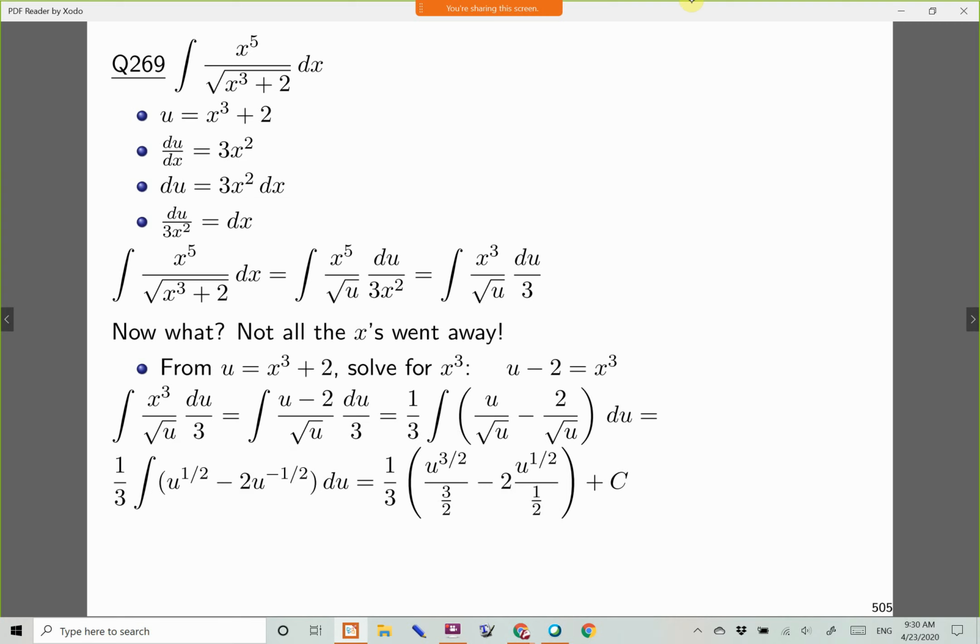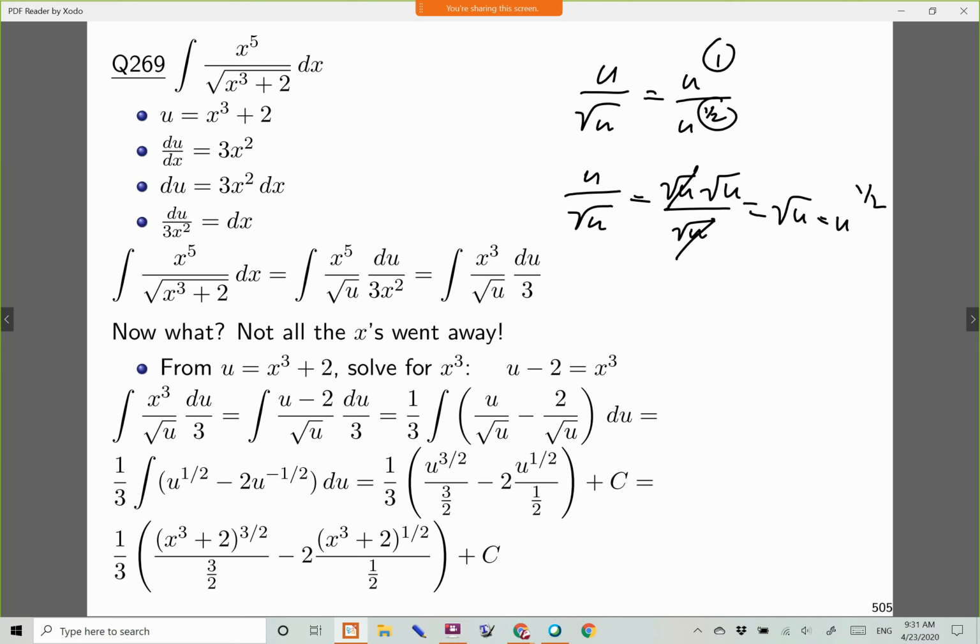And having now completed our antiderivative, we do need a plus c here. And as a final step, the original question did not have u's in it, so now that we've computed our antiderivative, we need to plug in and replace every u with an x cubed plus 2.